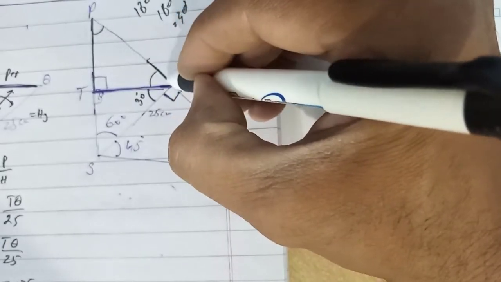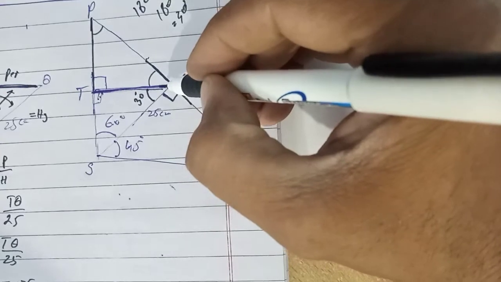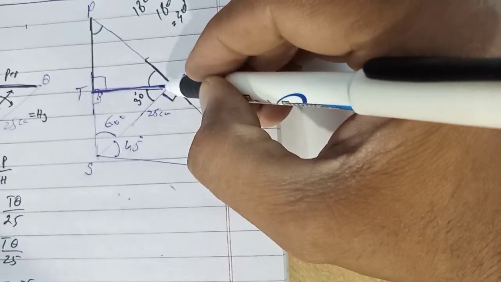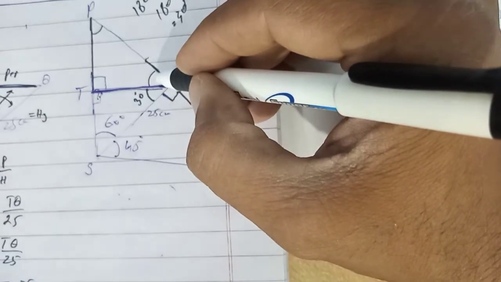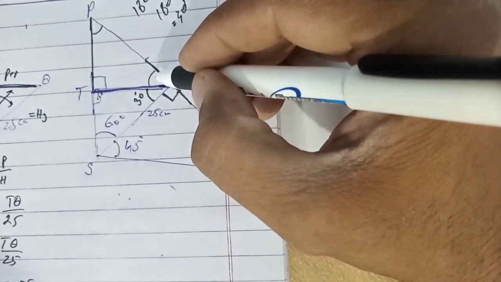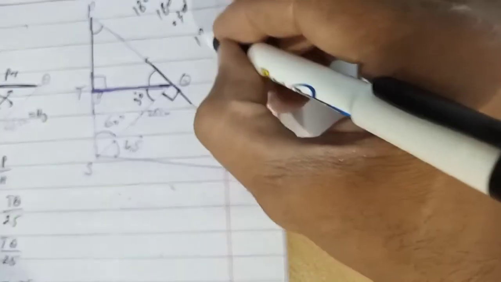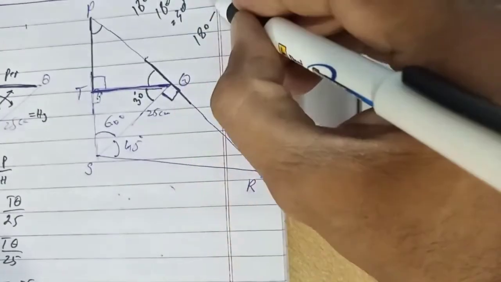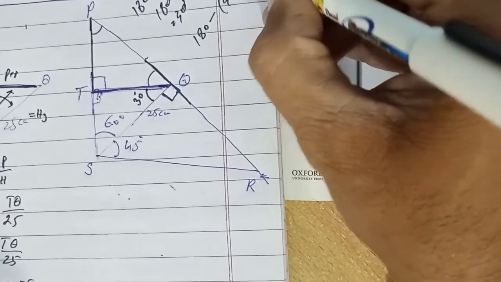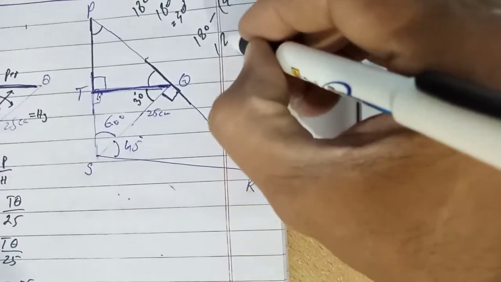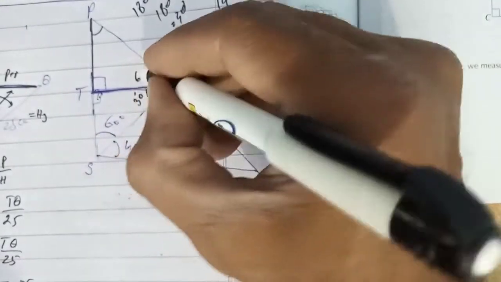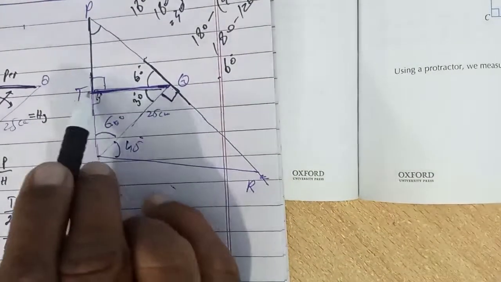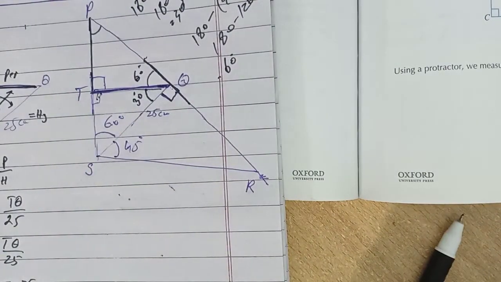Now this is a straight line. The adjacent angles on a straight line sum to 180. The sum of these three angles must be equal to 180 degree. So when you subtract this 90 degree and 30 degree from 180, you will get 60 degree. This angle is 60 degree. Clear? And you have just calculated this side TQ, which is 21.65.